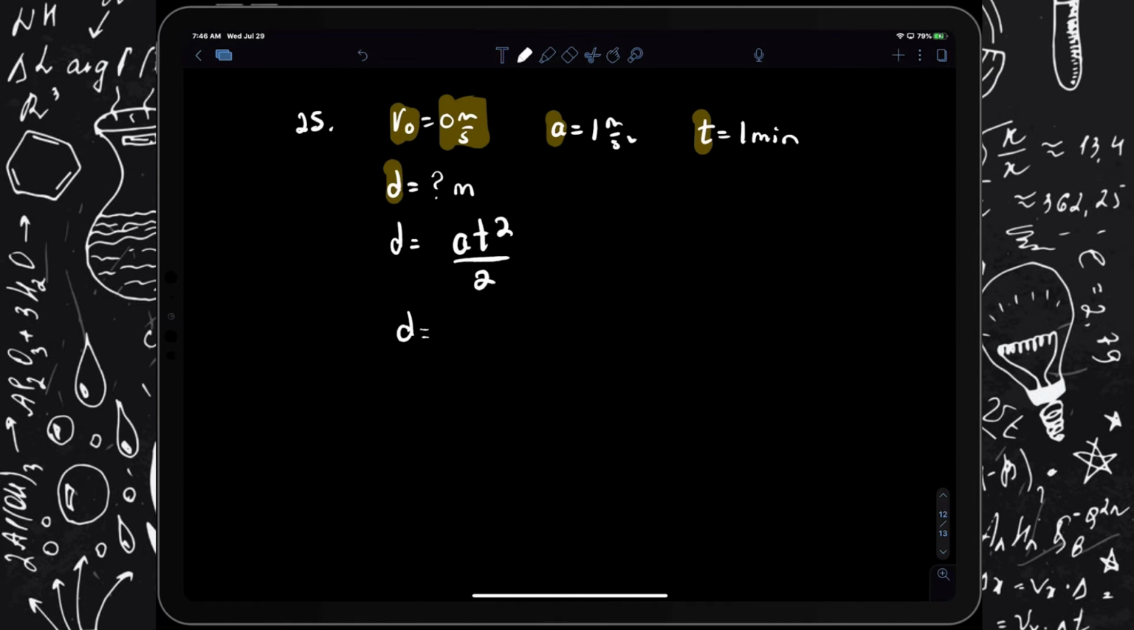We have distance. The acceleration is 1 meter per second squared, divided by 2 times we have 1 minute. All right, but before I go any further, notice that our units of time don't match up. You have minute and then you have seconds. So let's be wise about this. You have to have these units of measurement matching up for them to cancel out correctly. So instead of putting in minute, let's put in the equivalent of 60 seconds.